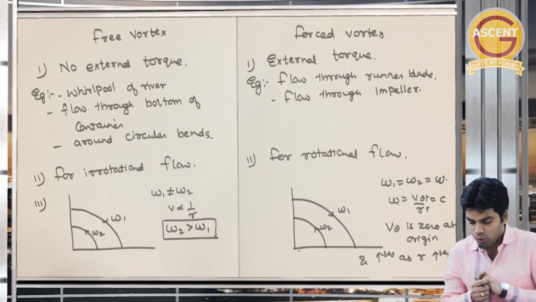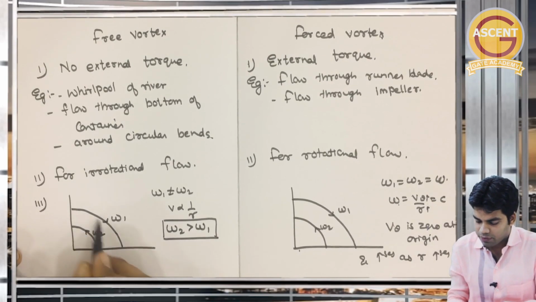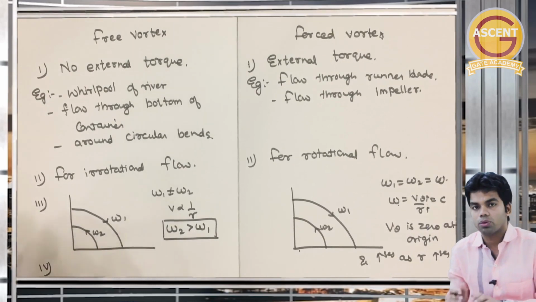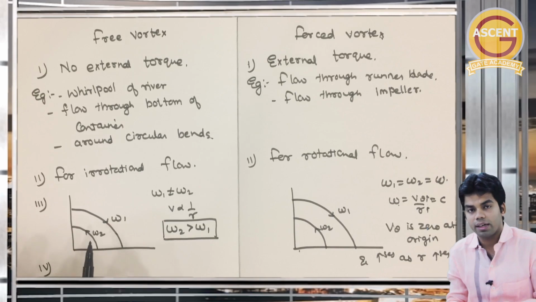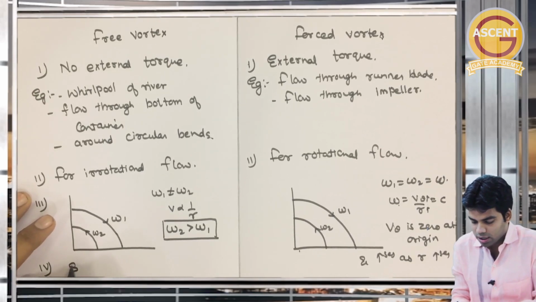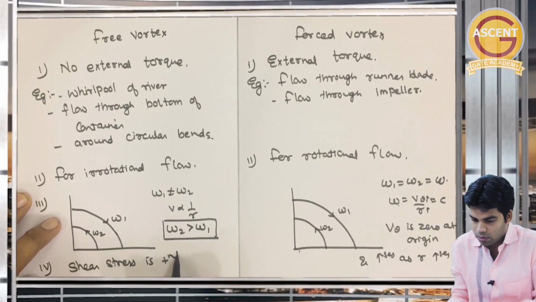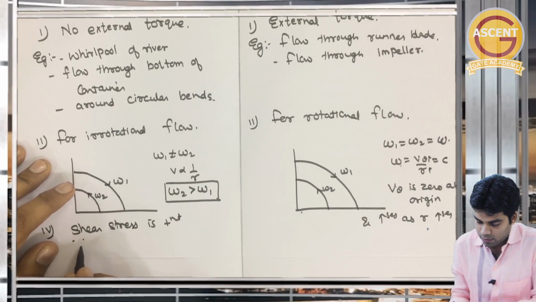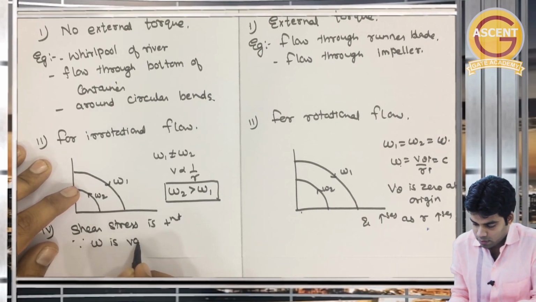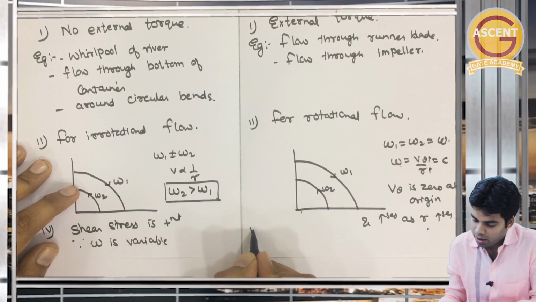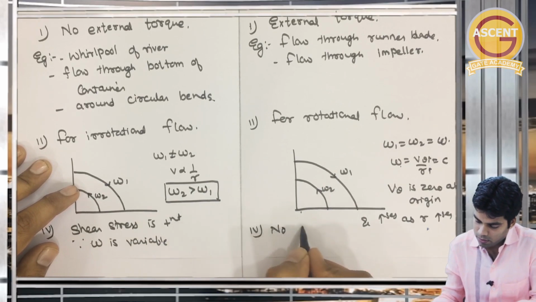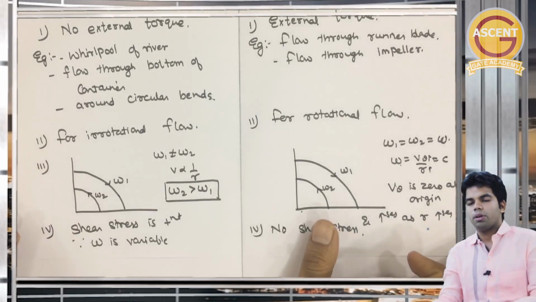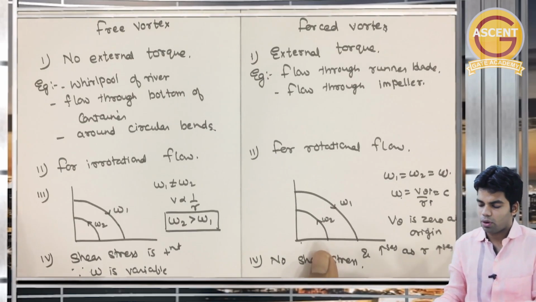Now one more difference: because there is a difference in angular velocity, obviously it will produce shear stress because of the relative velocity. So here the shear stress is present because omega is variable, and here there is no shear stress. Getting this one? So this is how we can define free vortex and forced vortex.